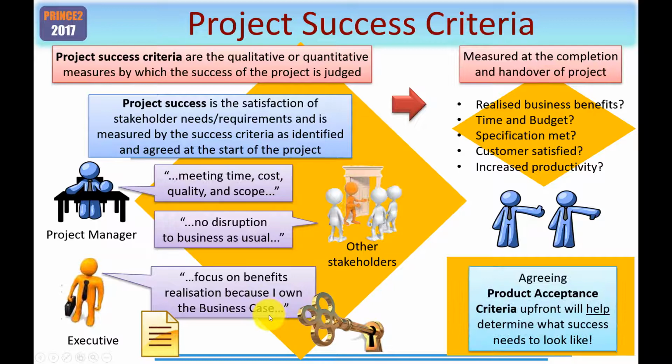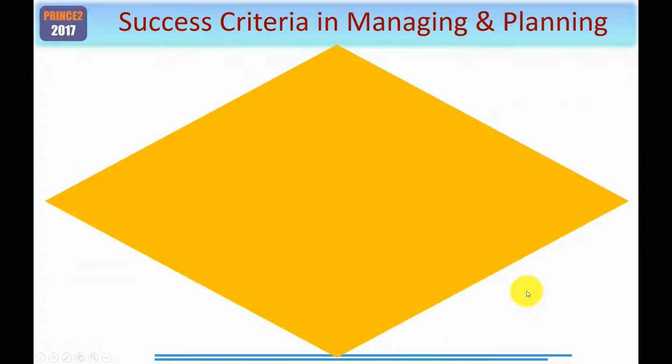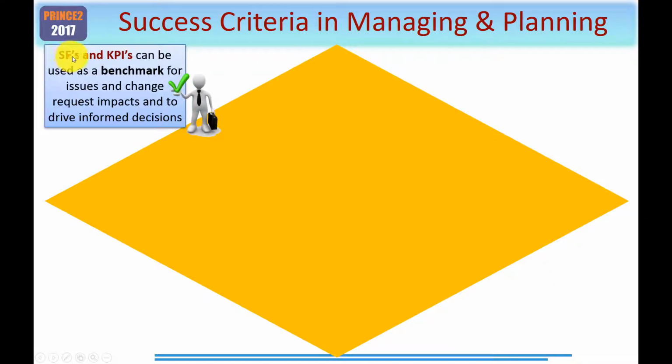So agreeing product acceptance criteria, which, as you know, is first included within the project brief, within the starting up a project process, but then almost certainly refined in the initiation stage and quite possibly throughout the delivery stages. And that would certainly apply for any changes. So what are the success criteria in both managing and planning projects? I'll refer to them here as success factors and key performance indicators. More of that in a minute.